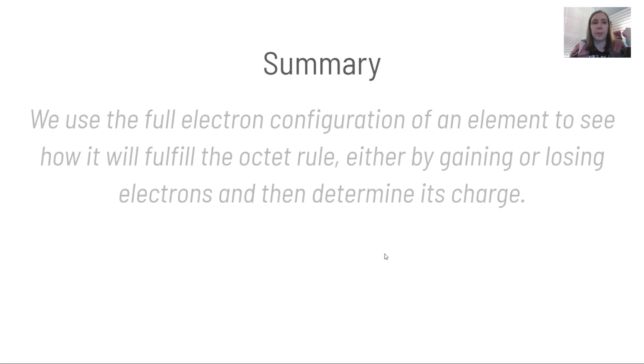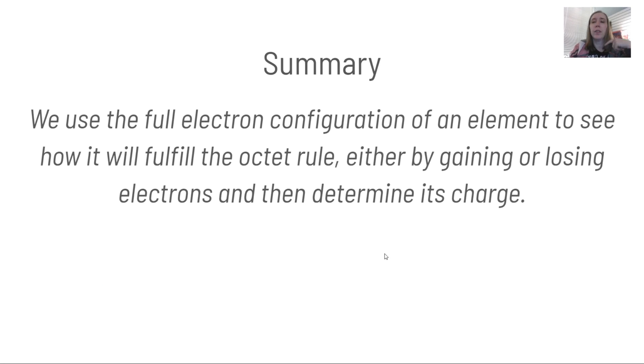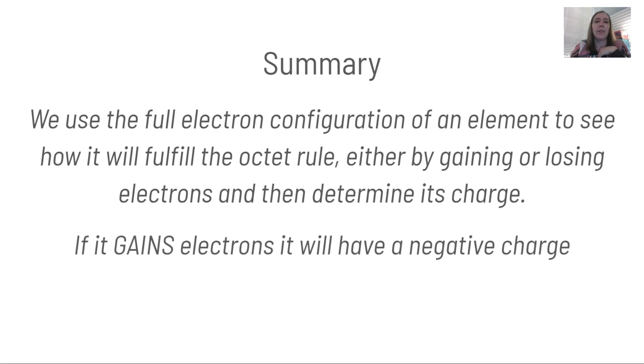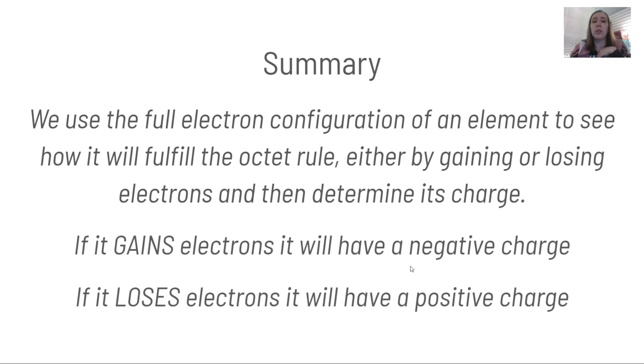Okay, quick summary. We use the full electron configuration of an element to see how it will fulfill the octet rule, either by gaining or losing electrons, and then we determine its charge. If it gains electrons, it will have a negative charge. If it loses electrons, it will have a positive charge.